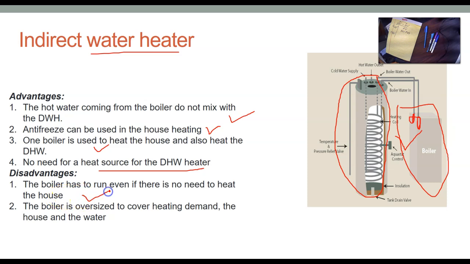Disadvantages: the boiler can run even if there is no need for heat, which is costly, and the boiler is oversized to cover the heat demand. Not all the time, depending how much hot water demand you have. For a small house like a single family home, it's okay because the water demand is not that high, and you already have increased your boiler size by 15%. If you remember, we did add 15% already to the boiler for cold startup, and so it's possible to use that 15% to heat the water, and also it's good to use that water heater from the boiler.